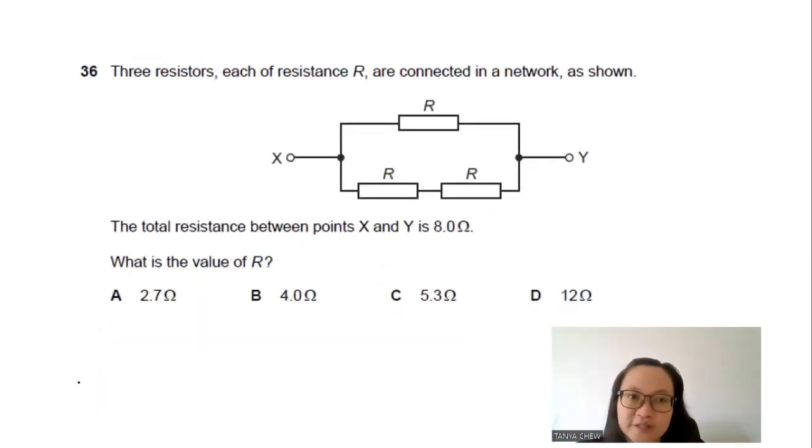Question 36. Three resistors, each of resistance R, are connected in a network as shown. The total resistance between points X and Y is 8 ohm. What is the value of R here?